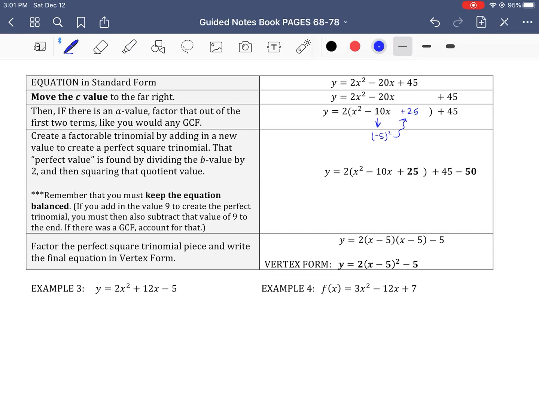And then remember, you just added a value to the equation, so you've got to keep it balanced. So you're going to go ahead and multiply it by 2, or think about when I put the 25 there, I've really added 50 to this equation, because 2 times 25 is 50. So you'll notice on the end, to balance that out right here, they've subtracted 50. Okay. Again, the 2 stays out front. We can go ahead and factor this. We combine 45 and negative 50 to get negative 5. And in the end, we end up with our vertex form there.